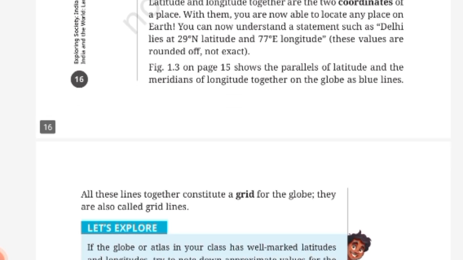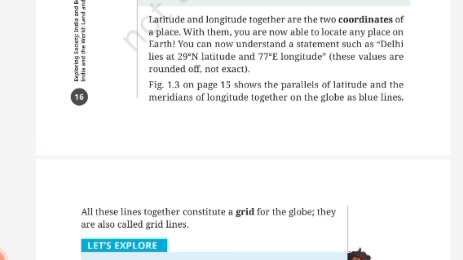Latitude and longitude together are the two coordinates of a place. With them, you are now able to locate any place on Earth. You can now understand a statement such as the Delhi lies at 29 north latitude and 77 east longitude. These values are rounded off, not exact.